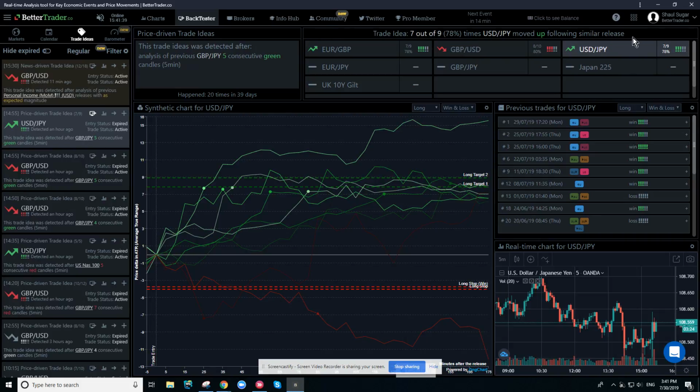Okay, so let's explain these trade ideas. Here we have the trade idea that was open over here. We see the success rate, right? We see 7 out of 9 times it won, and 78%. Over here you have the correlated markets, right, which could potentially be a trade idea. However, just because it's a correlated market, and you would think it's a good choice to trade in, right?